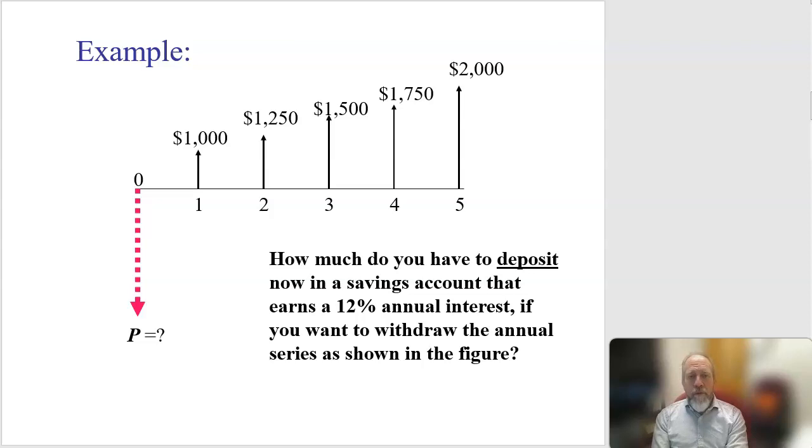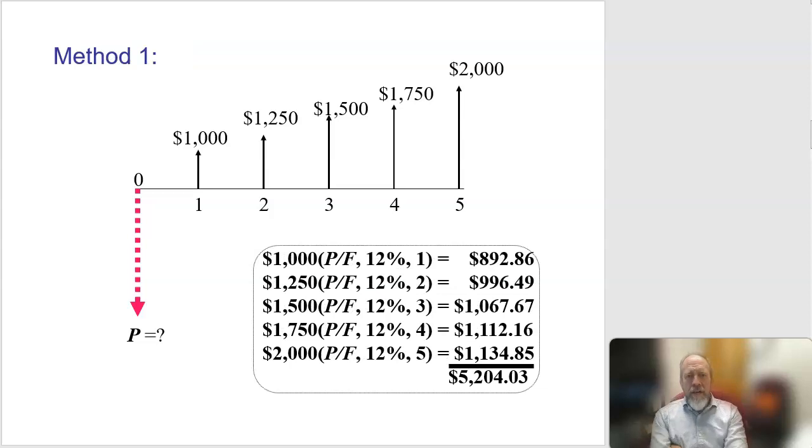Now, what do we know about this? We know that it doesn't start at 0. It starts at 1,000. So we're going to have to break it down into an annuity series and a gradient series to calculate. Or you can just do the interest equation for all of the values and add them together. That's one way to do it.